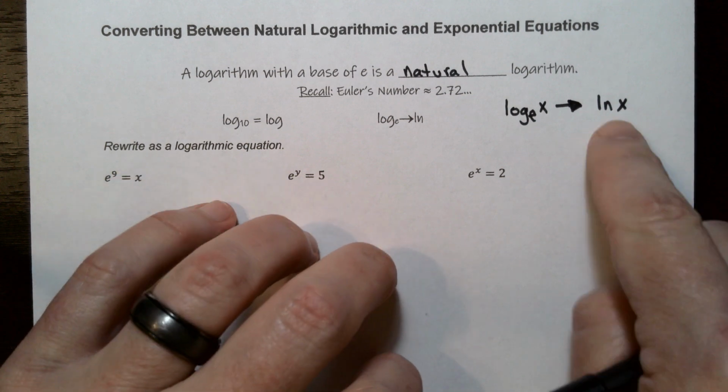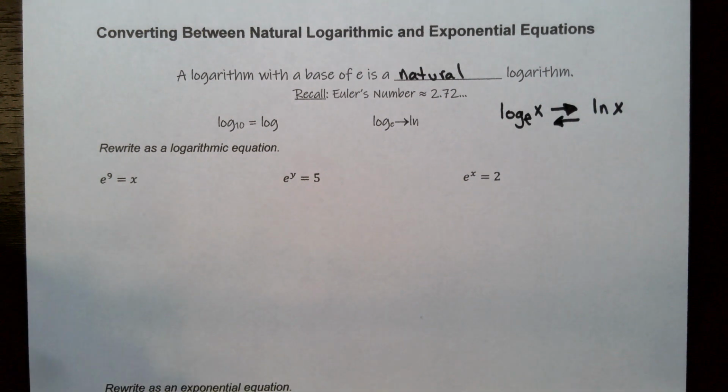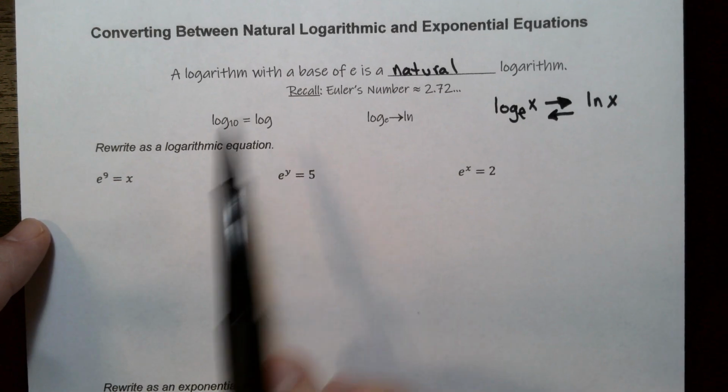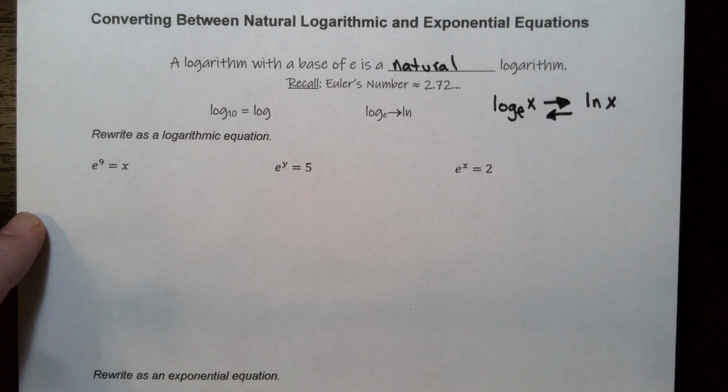You can convert back and forth between these two things, going both ways. So this is the e function, Euler's number. e to the ninth equals x. They want us to rewrite this as a logarithm.